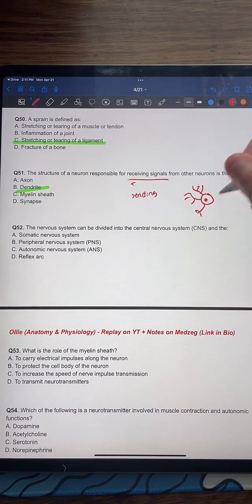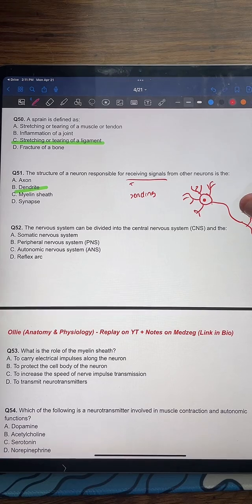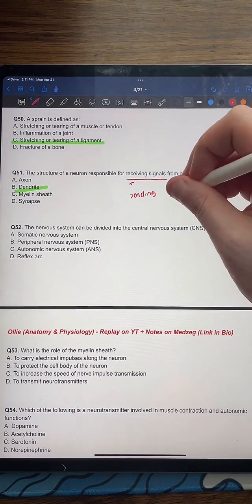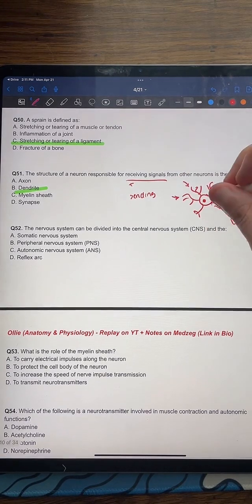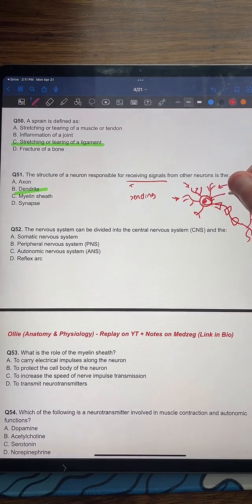Draw a quick little neuron. These are our terminals. This is our sheath here. So these structures here are dendrites. This is where it gets received. The soma, or cell body, is where it gets integrated. And the axon, which is this long thing here, and these are our axon terminals. This is where it gets transmitted and sent out.